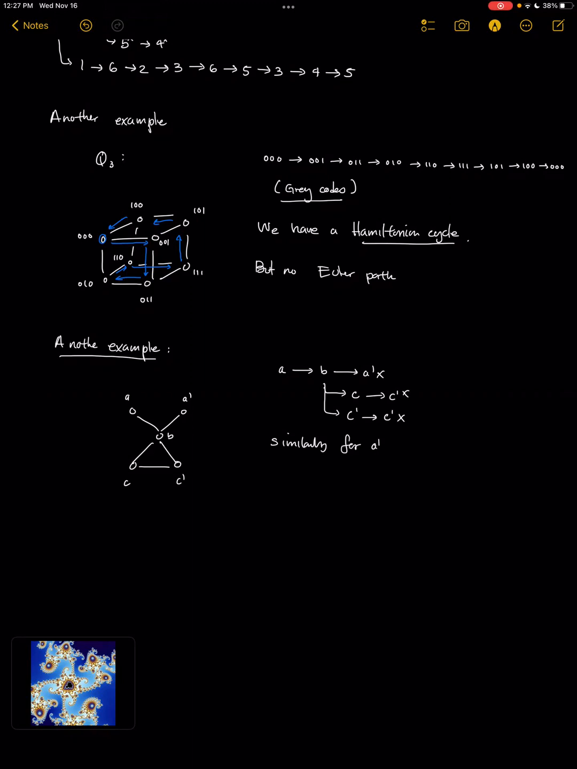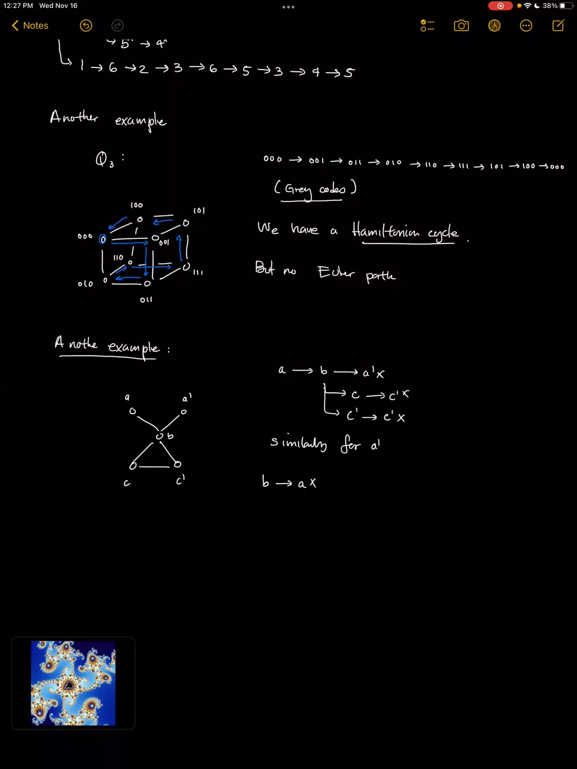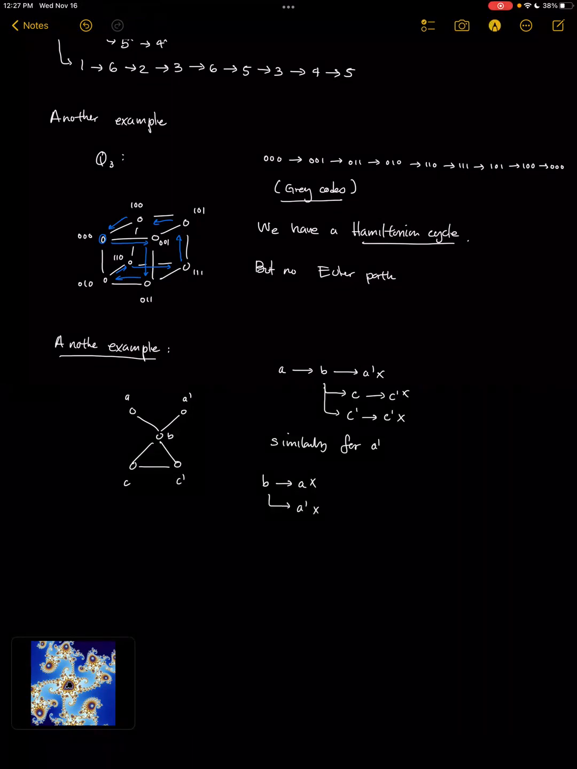Now, what if it starts at B? Well, if we start at B, then I have the following options. I can go to A, but then I get stuck. I can go to A prime, but then I get stuck. I can go to C, but then I need to go to C prime, and then I get stuck. I can also get from B to C prime, but for similar reasons, I will get stuck at C. That means that I shouldn't start at B.